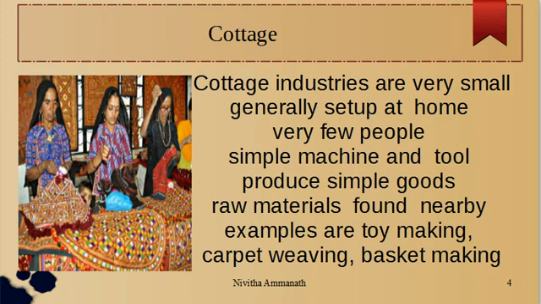Cottage industries are very small, generally set up at home with very few, 3-4 people working on it. Simple machines and tools are used. Simple goods are produced. Raw materials are found nearby. So you need less transport, less power, and less manpower or less skill to run a cottage industry. Examples are toy making, carpet weaving, basket making. Here in this picture you are seeing people making carpets.